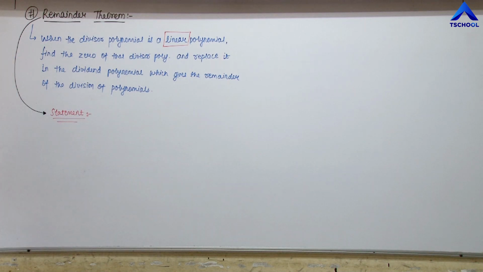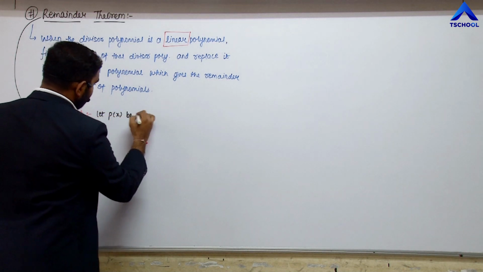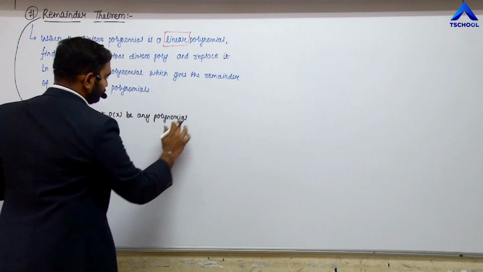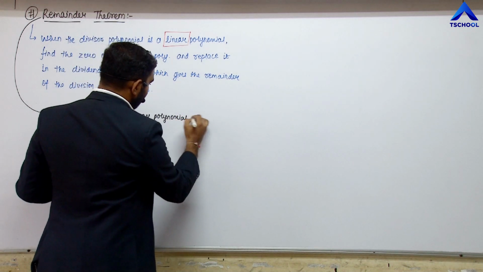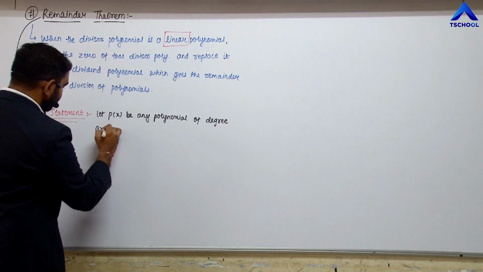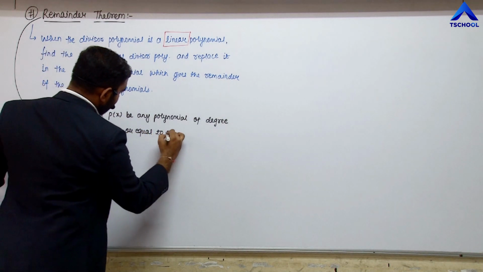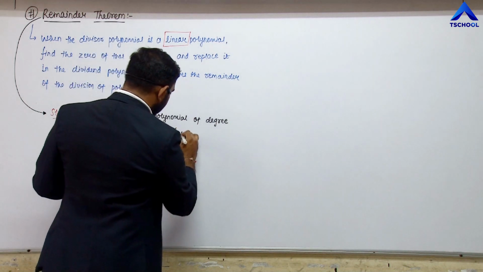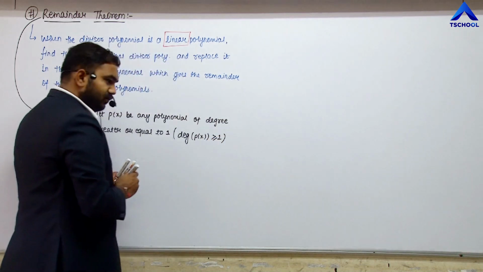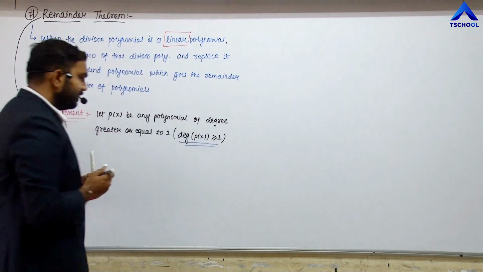Let p of x be any polynomial of degree greater than or equal to 1. That means the degree of p of x must be greater than or equal to 1, right? This is the condition.